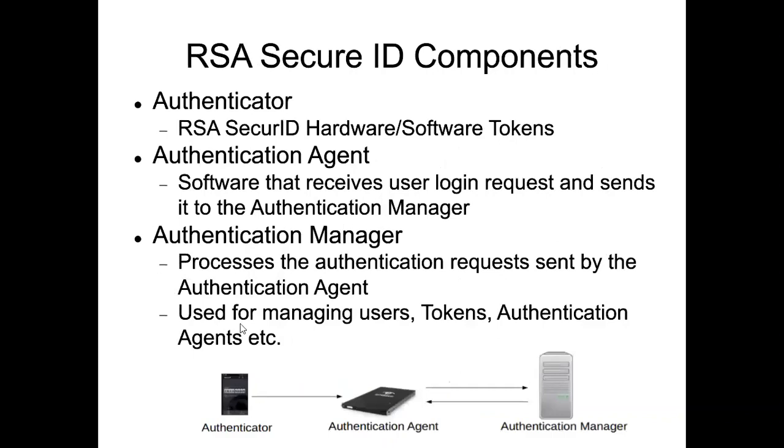There are three main components of the RSA SecurID system. The first one is called the authenticator. The authenticator refers to the RSA SecurID hardware and software tokens. The second is the authentication agent. The main job of the authentication agent is to receive the information from the authenticator, the user, and then pass it on to the authentication manager. The main job of the authentication manager is to process the authentication request which has been sent to it by the authentication agent, then either allow or deny the access.